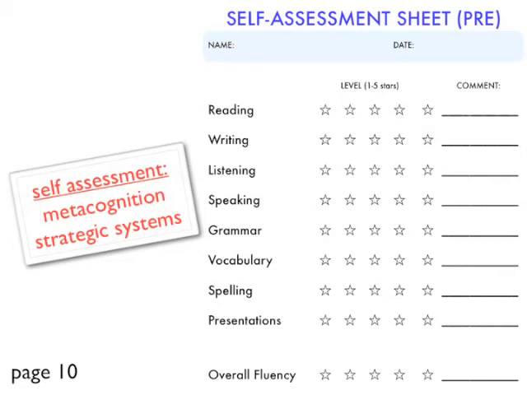Once they have made graphs with these stars, there's also space on the side to write comments. I ask my students, what are your strengths? What are your weaknesses? What would you like to work on? What don't you particularly like? Things like that they write on the side. It's very interesting to see how their metacognition and how their thoughts regarding all these areas change over the course of the textbook usage.